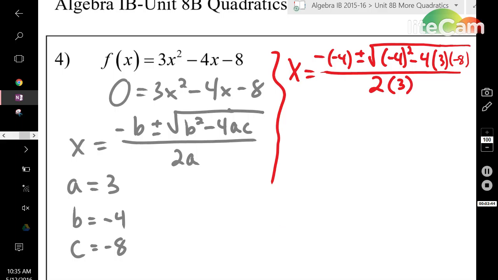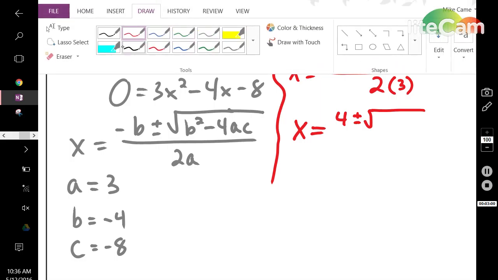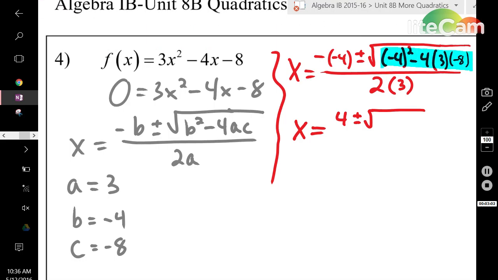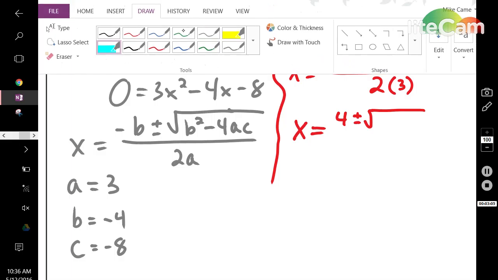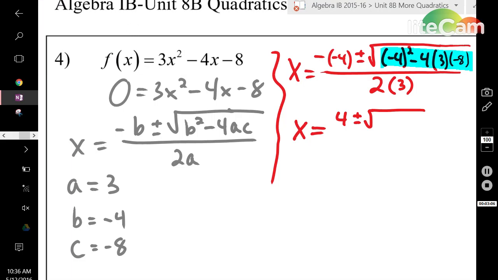So step 1 is to identify a, b, and c. Step 2 is to plug in a, b, and c into the quadratic formula. And then step 3 is just to evaluate. So negative 4 is a positive 4, plus or minus. Now this part on the inside called the discriminant, go ahead and evaluate that all at once in the calculator. And when you do that, you get 112. And 2 times 3 is 6 on the denominator.